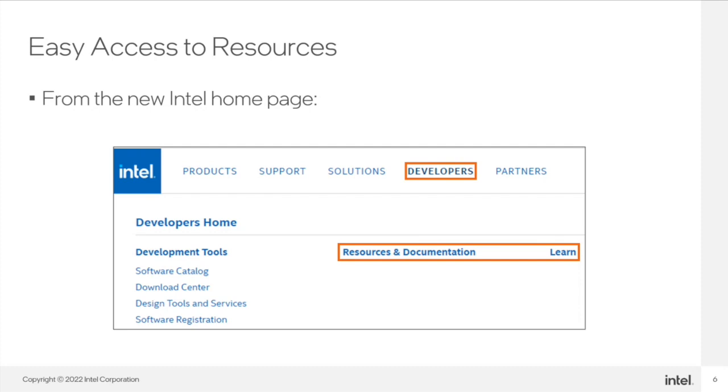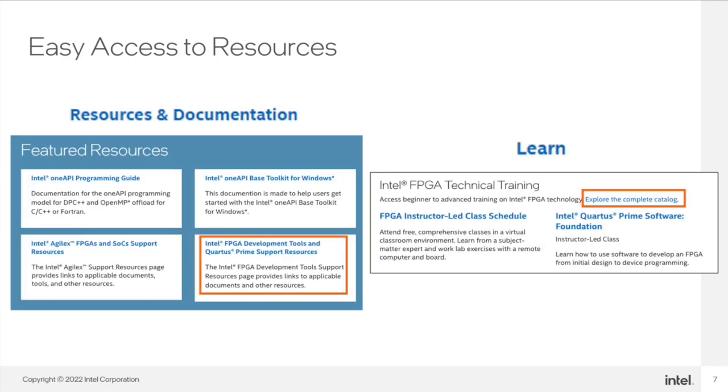Okay, so just so everyone is aware of resources that are available, we have lots of documentation on the web, and so here are some areas to go. Developers, resources, and documentation. We have specific areas to go to depending on what your interests are. And so here, what we've highlighted are the FPGA development tools and Cortex Prime support resources. Given that Nios 5 is a soft processor going into FPGAs, there's probably some FPGA programming involved as well.